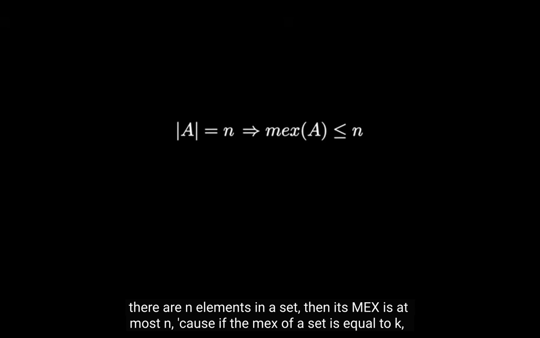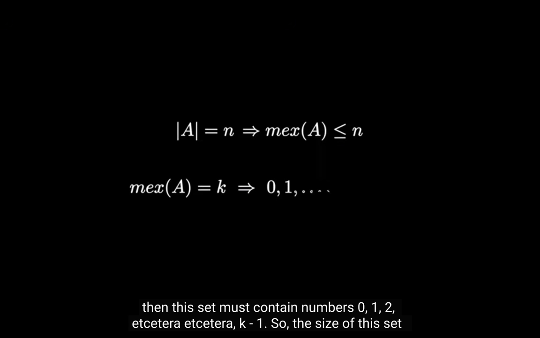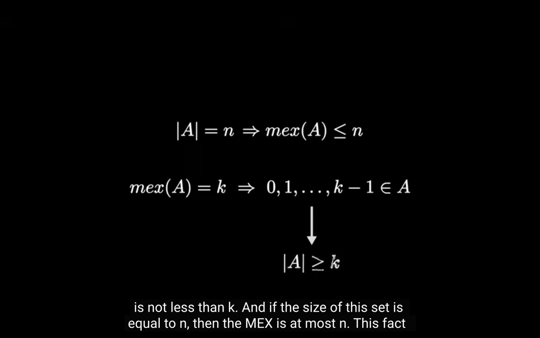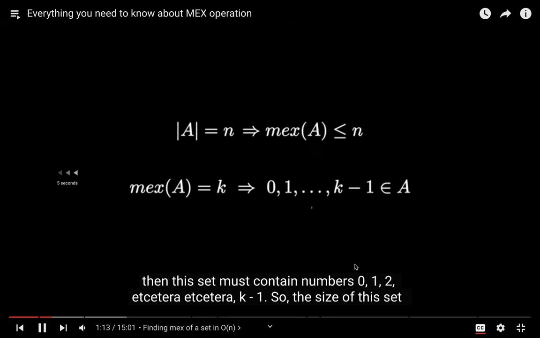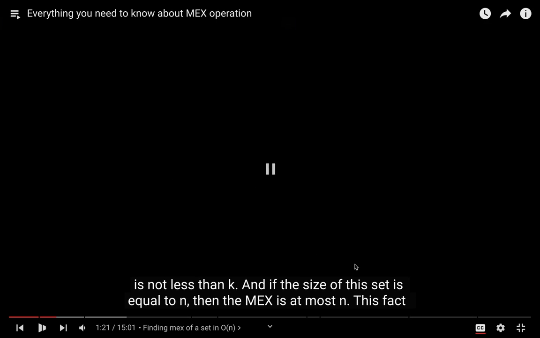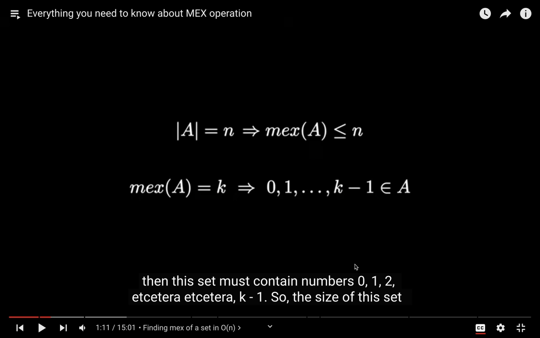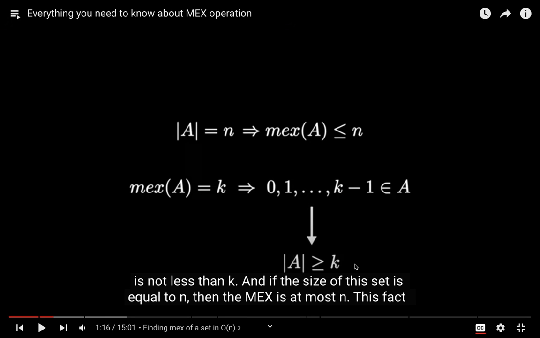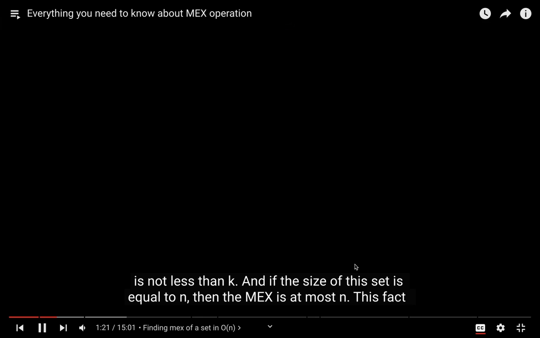First of all, let's notice that if there are n elements in a set, then its mex is at most n. Because if the mex of a set is equal to k, then the set must contain numbers 0, 1, 2, etc., k minus 1. So the size of this set isn't less than k. And if the size of this set is equal to n, then the mex is at most n. This fact will definitely help us.